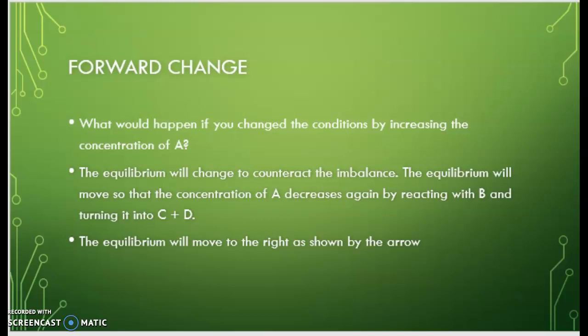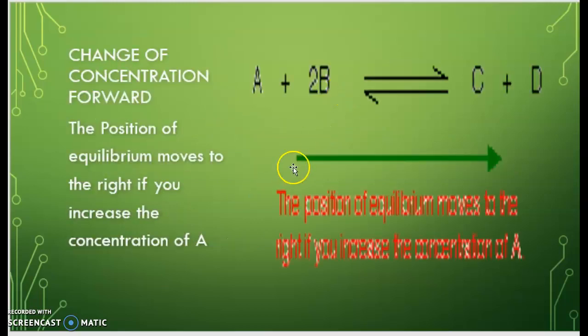Here's a better example to give you an idea of what's going to happen. Since it's going to be shifting more to the right, the formula is going to produce more C and D to create more A and increase the production of it to bring balance back to the equilibrium.